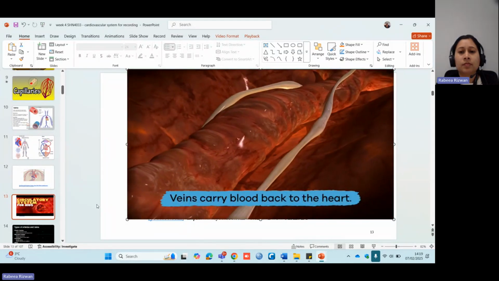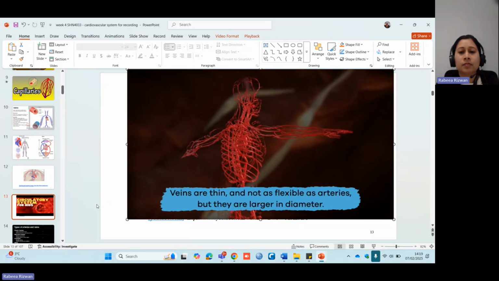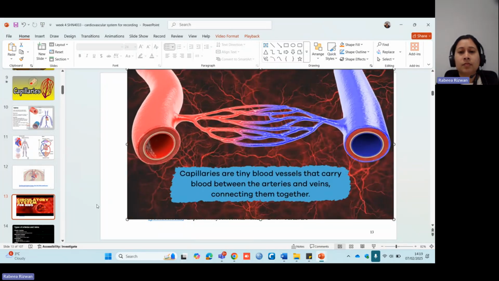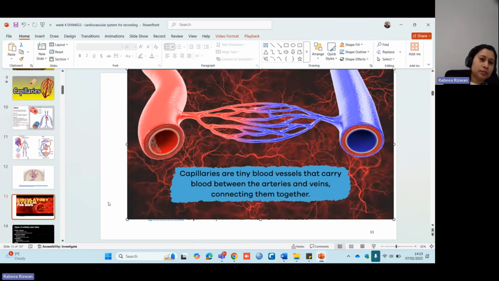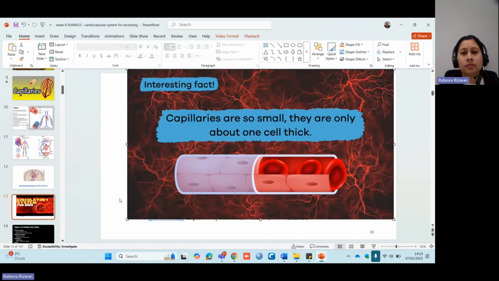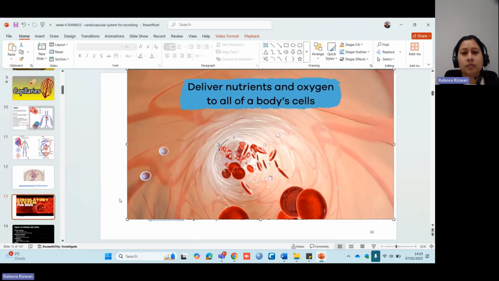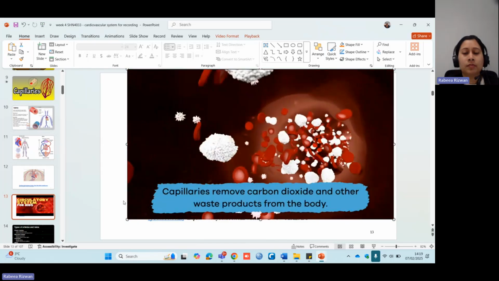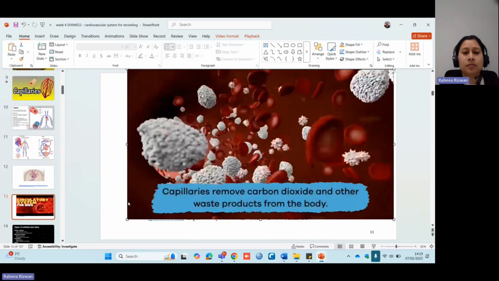Then, veins carry blood back to the heart. Veins are thin and not as flexible as arteries, but they are larger in diameter. Capillaries are tiny blood vessels that carry blood between the arteries and veins, connecting them together. Here is an interesting fact. Capillaries are so small, they are only about 1 cell thick. They also deliver nutrients and oxygen to all of the body cells. Capillaries also remove carbon dioxide and other waste products from the body.